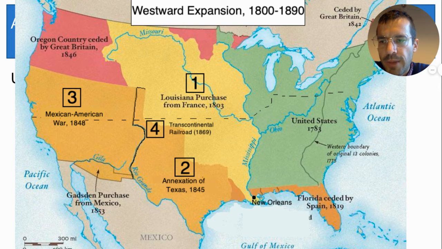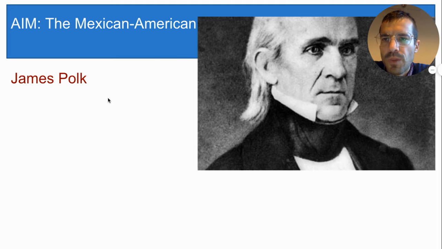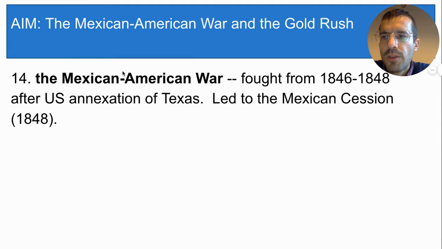Okay, the next event on the map is the Mexican-American War, and it happened right after the annexation of Texas. The US president at the time of the annexation of Texas was this man, James Polk. Polk favored Western expansion and even believed in using force to gain new land. In 1846, he sent US soldiers to the border with Mexico in order to provoke a conflict with them. And when Mexican troops attacked the soldiers, the US declared war. This war is called the Mexican-American War.